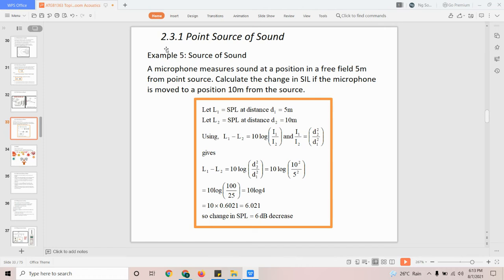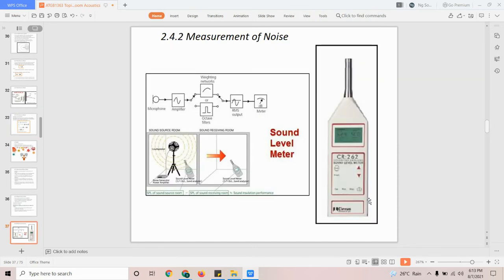Okay, so just example 5 to showcase that. Example 5 will showcase the idea behind this formula and also the difference between the decibel. You're given a microphone measuring the sound at a position in a free field of 5 meter from a point source, and you have to calculate what is the change in the SIL if the microphone is moved to a position of 10 meter from the source. This microphone is something like the sound measuring system, the sound level meter, which is this.